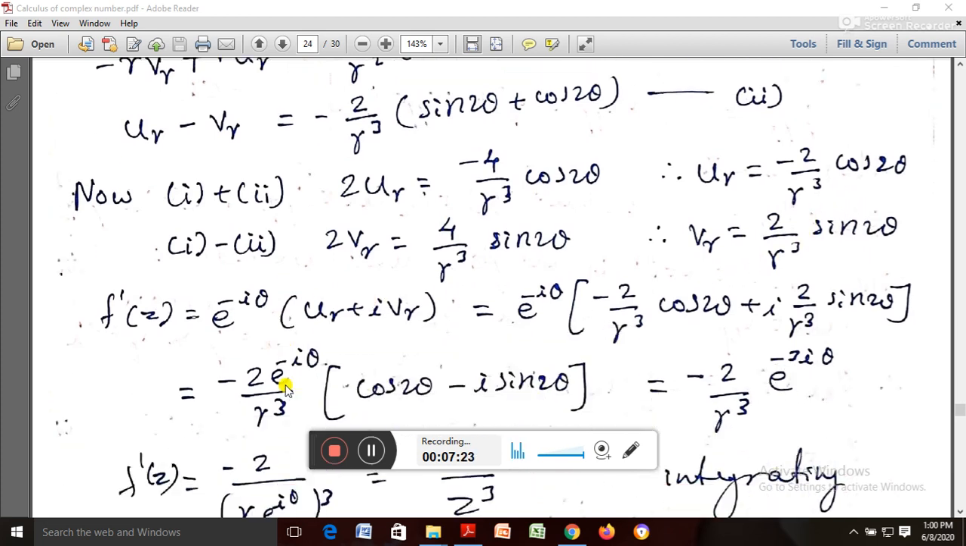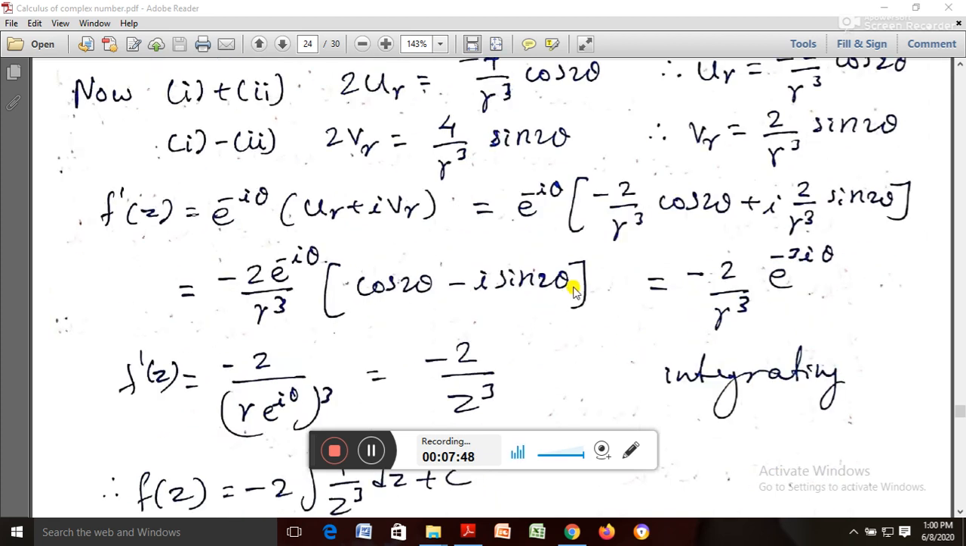So put in f dash of z, which is equal to e raised to minus i theta into ur plus i into vr, that is minus 2 by r cube into cos 2 theta plus i into 2 by r cube sin 2 theta. Then take minus 2 by r cube common, we get minus 2 by r cube into e raised to minus i theta, and the remaining is cos 2 theta minus i sin 2 theta. It is in the form of e raised to minus 2i theta, so e raised to minus i theta times e raised to minus 2i theta is e raised to minus 3i into theta.